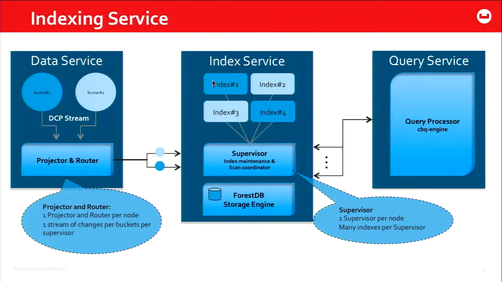So the projector and router's responsibility is to take that update and boil it down to the relevant pieces of information that the indexes need. It knows about the index metadata. It knows what type of indexes I have and which buckets I've indexed. And it will only put things on the wire that are relevant to the indexes that I have. So it's about efficiency in building and maintaining the index, and that's what it's trying to do.